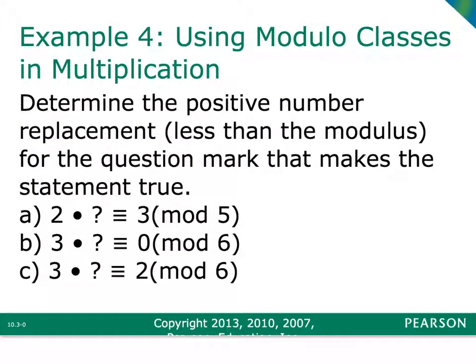Now let's look at some multiplication problems. We're going to do 2 times what is congruent to 3 modulo 5. 3 times what is congruent to 0 modulo 6. And 3 times what is congruent to 2 modulo 6.